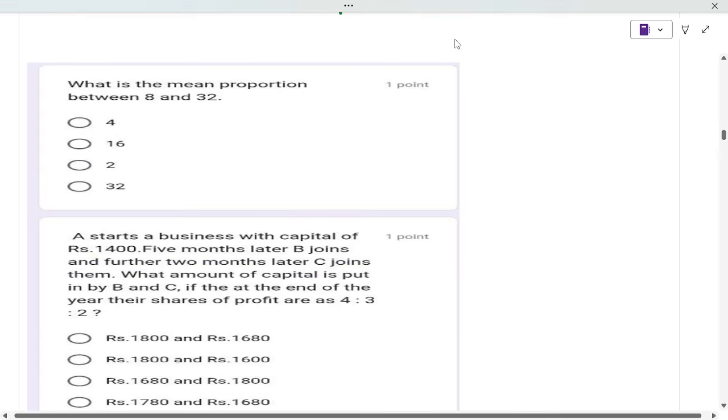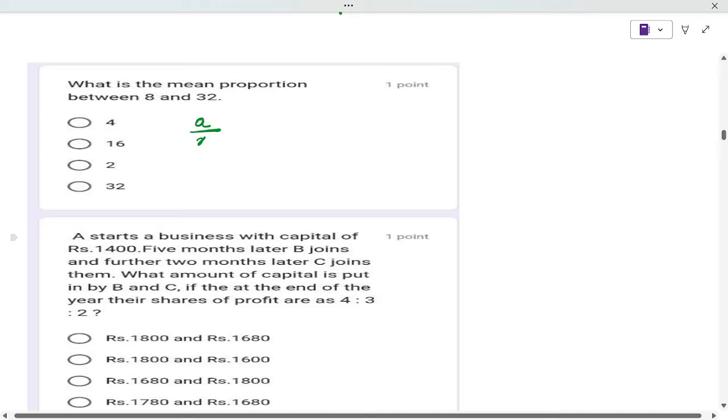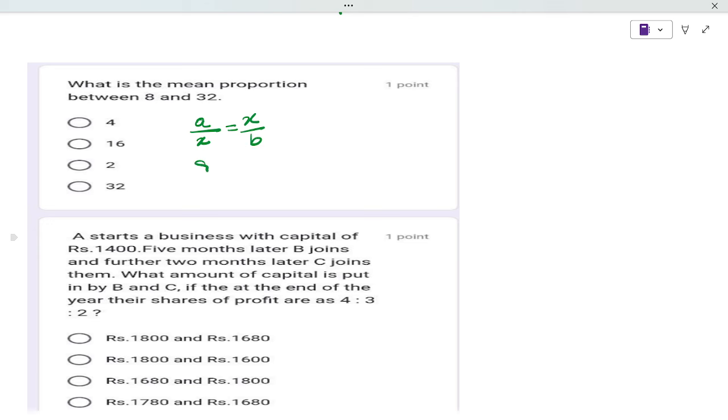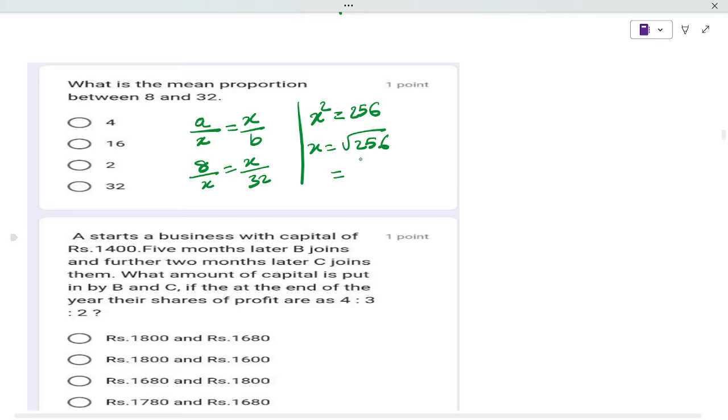Next one, they are asking us to find the proportion between 8 and 32. Let's say 8 is to x as x is to 32. That means x into x gives x square is equal to 8 into 32, which is 256. So x is equal to root over 256. Now 256 is 16 square, so the answer is 16.